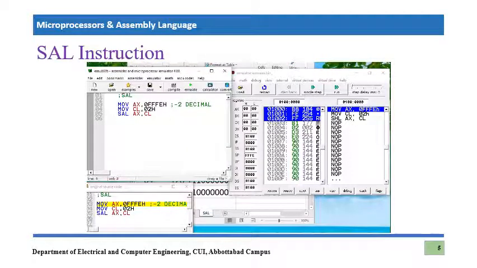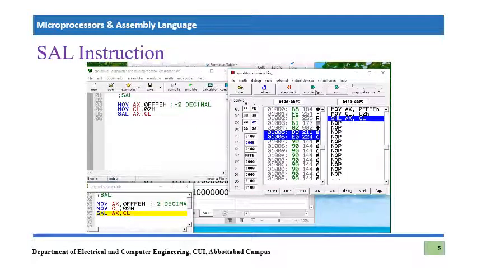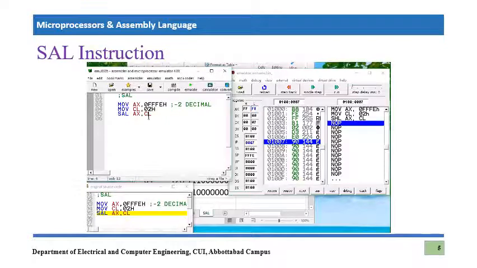So let's see. Single step, FE is loaded, 02 is loaded, and count. Look, F8 is here. I hope this point is clear. Just to take one more example, let's say we use some other number.